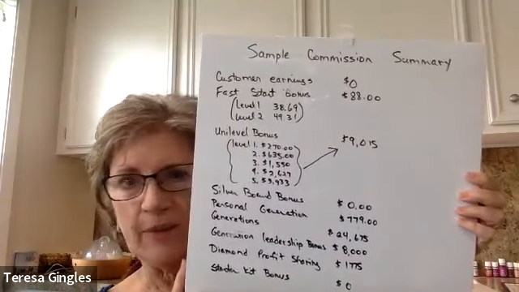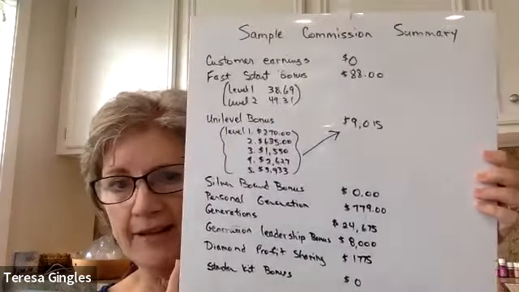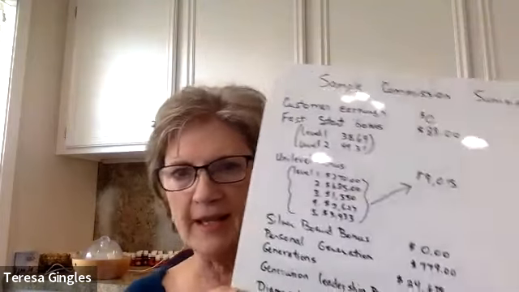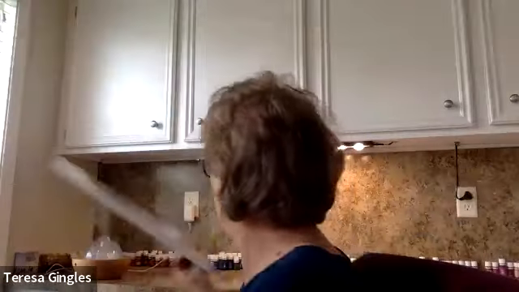You see that? And if anybody wants to screenshot that, that's fine. So that's the picture of the summary, but you can find it in your virtual office for your own commissions. You'll find the same thing and see what it adds up to there. It's really interesting when you look at your own.